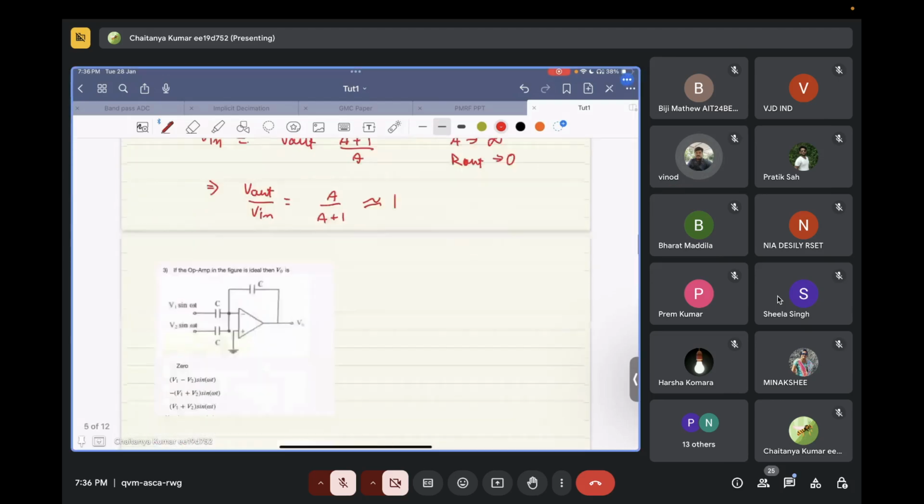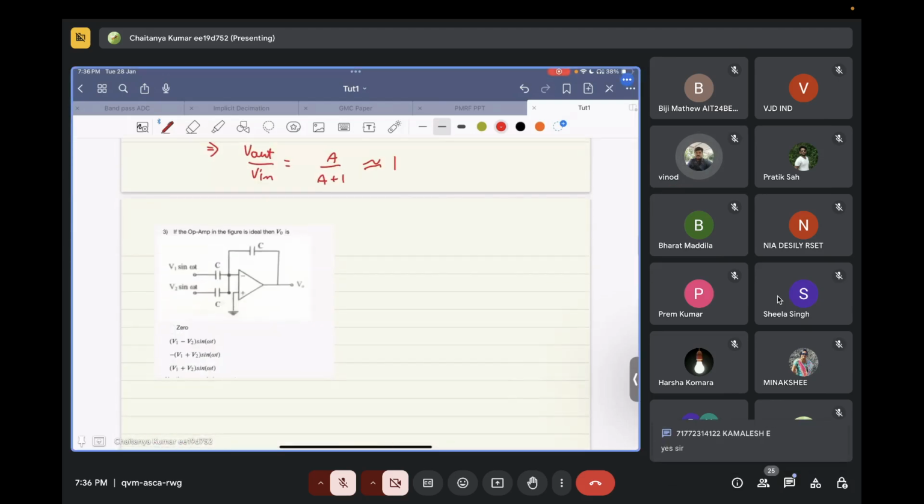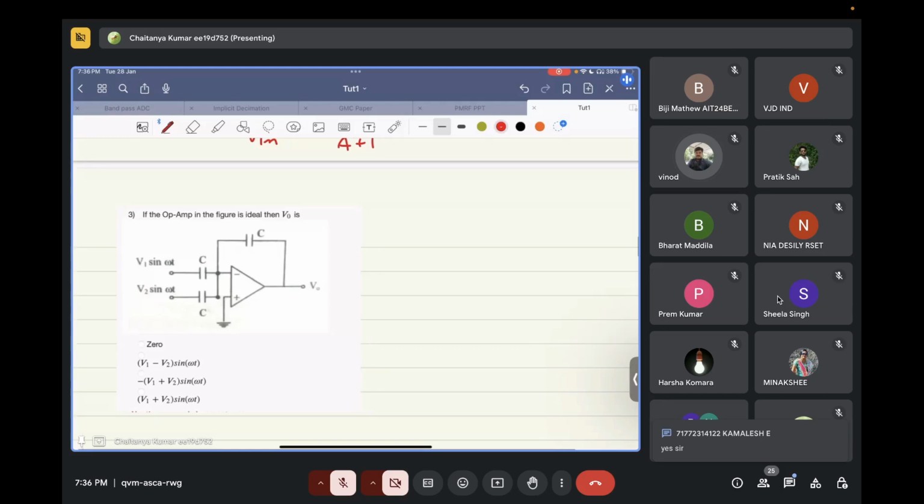Okay, so let's move on to another question. Now we have an op amp in a negative feedback configuration, and we are to find out what will be our output voltage. So how will we go about solving this?